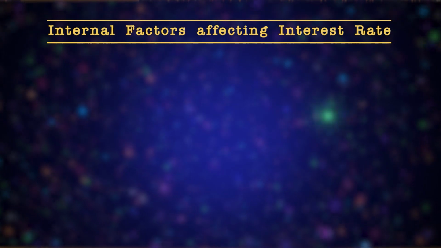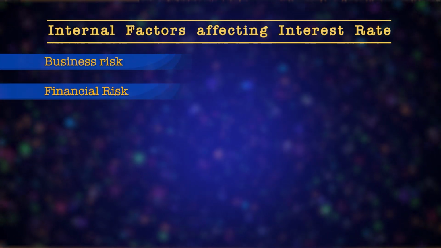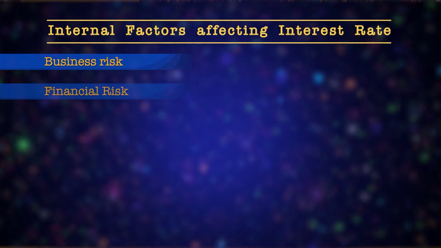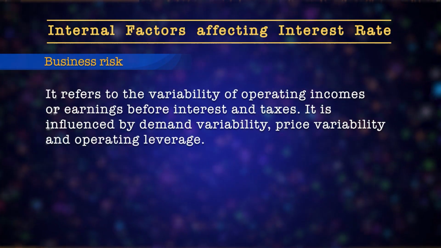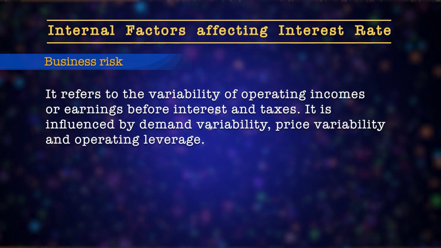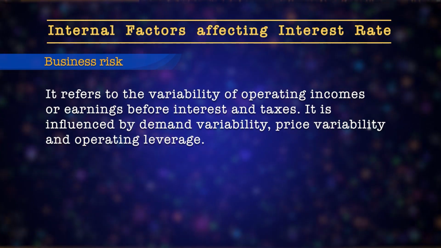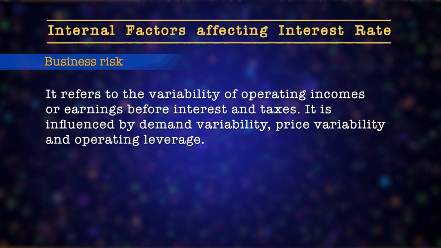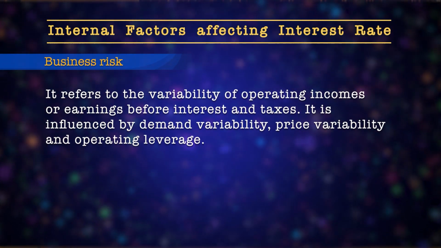Now we go by the internal factors affecting the interest rate. By internal factors we mean how we can take care of the default risk, which is one of the most important factors affecting it. That is divided into two types of risk: business risk and financial risk. By business risk we refer to the variability of operating incomes or earnings before interest and tax. It is influenced by demand variability, price variability, and operating leverage.